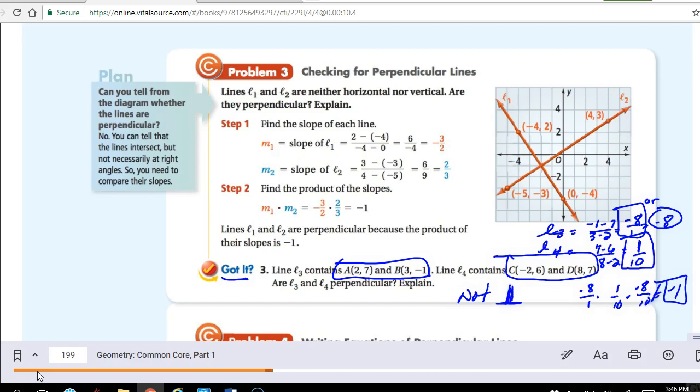Okay. The other way would say if you flipped the negative 8 over 1, you should get 1 over 8. And the negative here would become positive, and we did not get that. So that's another way of checking to see that these two lines are not perpendicular. They must have opposite reciprocal slopes for that to be true. Okay, best of luck.